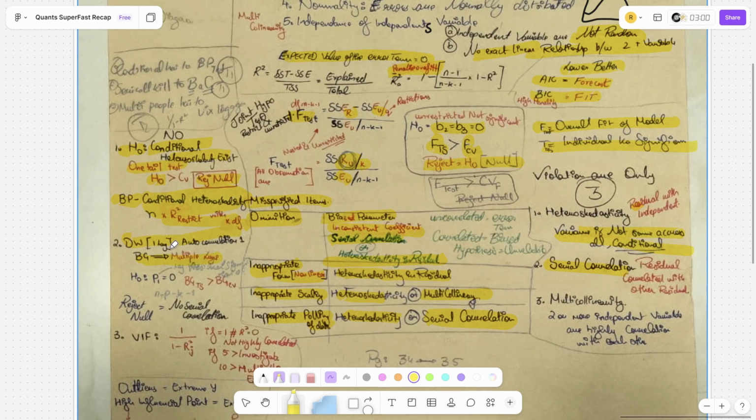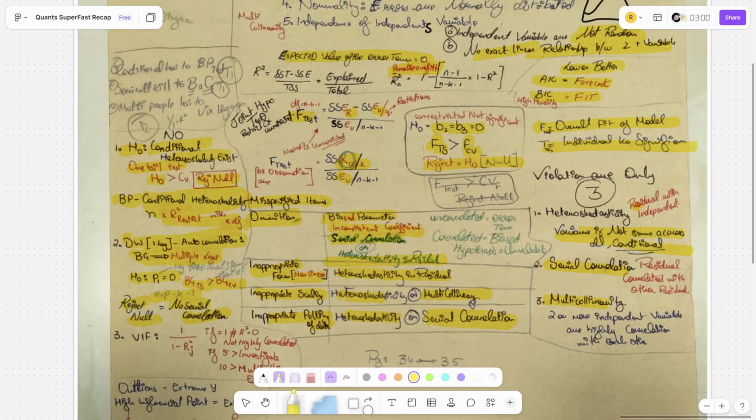The DW test is only for the first lag, the autocorrelation of 1, AR1, and the BG test can be for multiple lags. In the BG test, the null hypothesis says that p1, the lag of the residual, is equal to 0, meaning that there is no serial correlation. If the test stat is greater than the critical value, we can reject the null, meaning serial correlation exists. N minus p minus k minus 1 is the degrees of freedom.